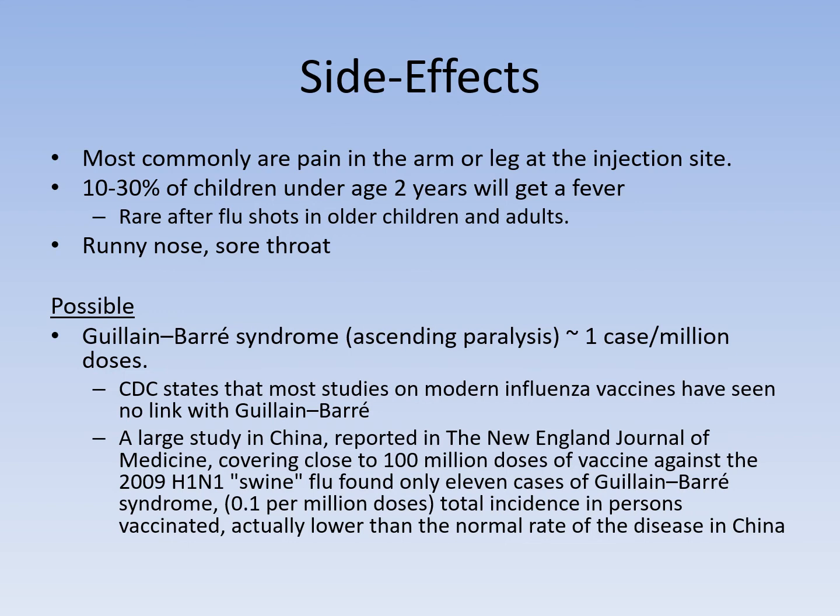But the CDC says that modern vaccines do not appear to have any association with Guillain-Barre. And a large study in China reported in the New England Journal of Medicine, looking at over 100 million doses of vaccine against the 2009 H1N1 swine flu, found only 11 cases of Guillain-Barre, so 0.1 per million doses. It's actually lower than the normal rate of Guillain-Barre in the population. So it seems likely that Guillain-Barre was associated with previous preparations of influenza vaccines, specifically in the 1970s, but not with current preparations.